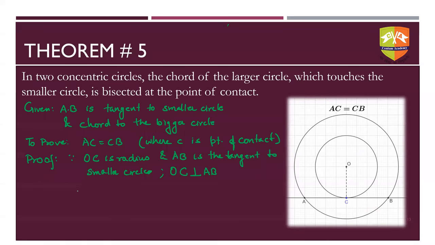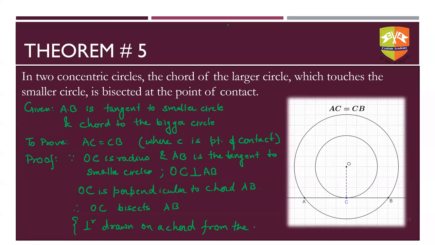Now OC is perpendicular to AB, meaning OC is perpendicular to chord AB. Therefore, OC will bisect AB. Why? Reason is, a perpendicular drawn on a chord from the center bisects the chord. You learned this in the previous grade. So hence done. This is another theorem, number 5. Okay, let's go to the next one.